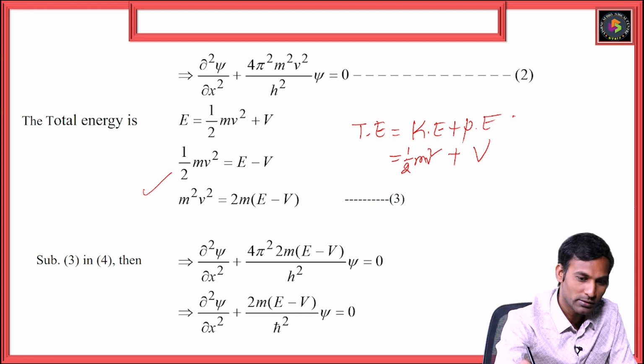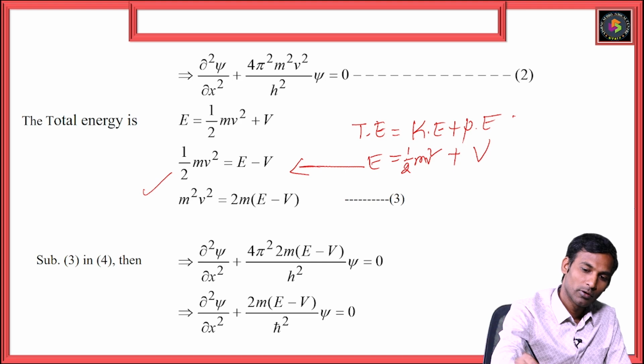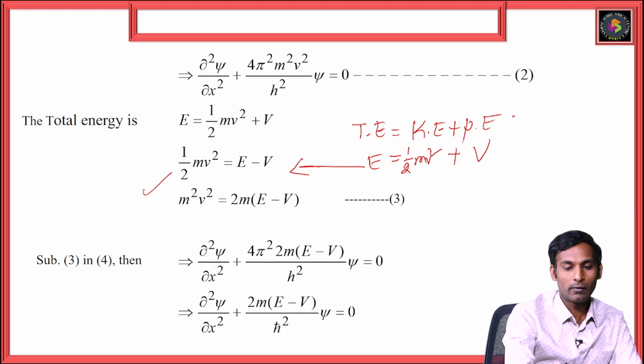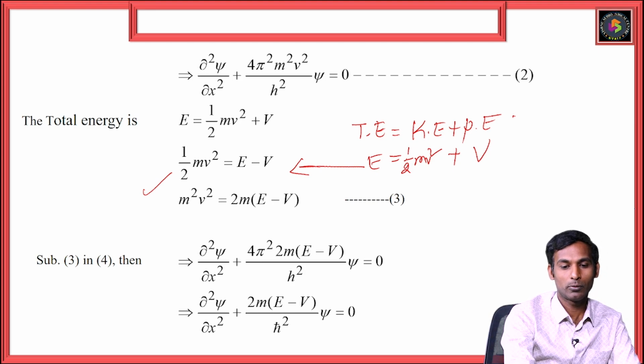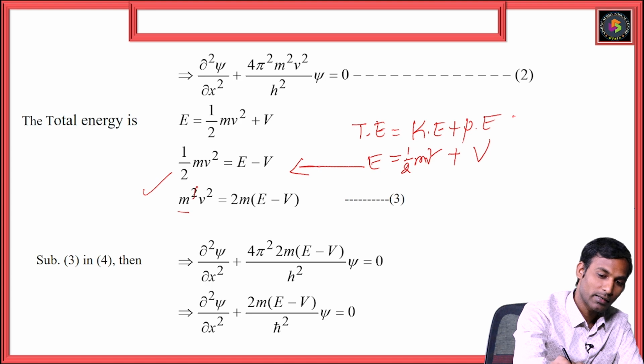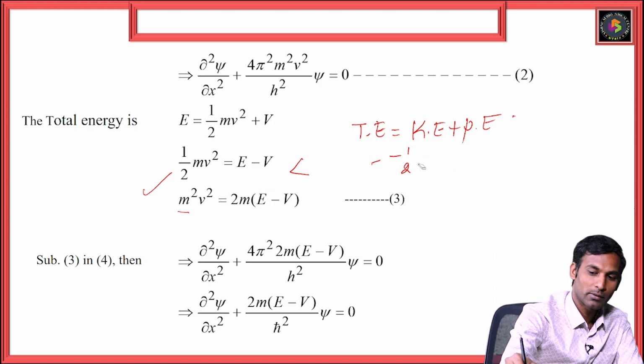Total energy is equal to E, so kinetic energy is equal to E minus V. You can see this equation from the mathematical point of view: total energy minus potential energy. After equation number 3, take the LCM: mv square is equal to 2(E minus V). Multiplying by m, you will get m square v square is equal to 2m(E minus V). This is equation number 4.